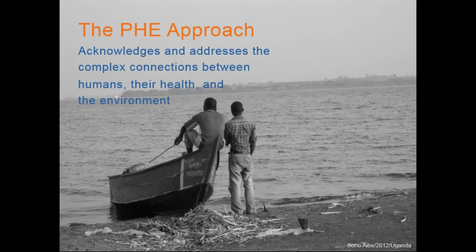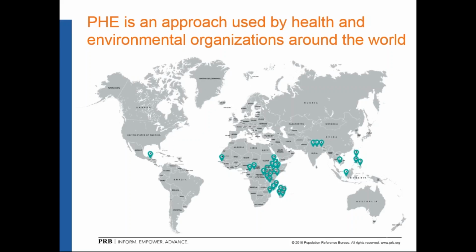So for those of you who may not be familiar with population health and the environment, here is a brief definition. The PHE approach acknowledges and addresses the complex connections between humans, their health, and the environment. The dots on this map mark PHE projects. As you can see, the majority of PHE projects are located in sub-Saharan Africa. Several projects began as early as 1993 and some as late as 2012.